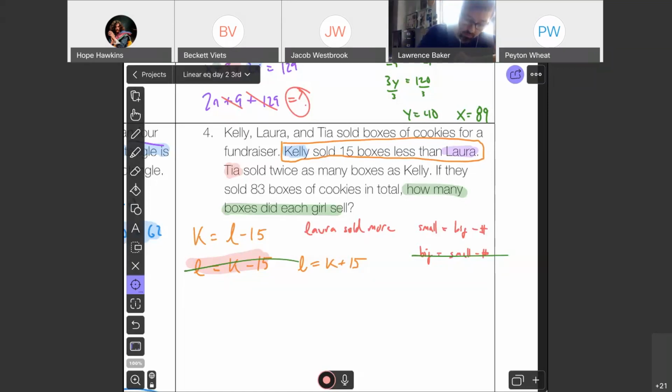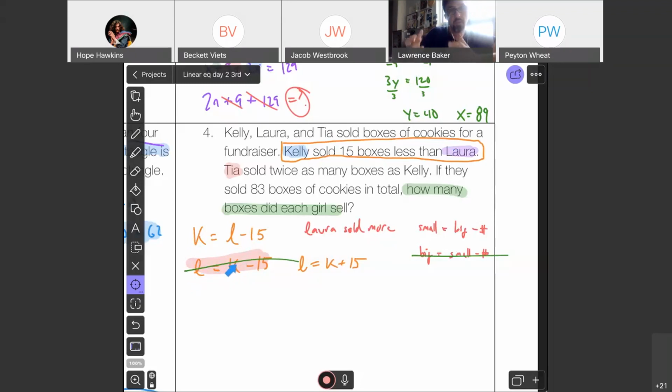Reading that sentence, you should be able to tell me the answer. Kelly sold 10, how many did Laura sell? Yeah, 25. So when I plug the numbers in, I'm just making up a number, right? I'm saying if K is 10, then L should be 25. So if I plug 10 in here and 25 in here, does it work? Is 25 minus 15 10? Yeah. Is 10 minus 15 25? No. So we can see that this equation does not make sense.